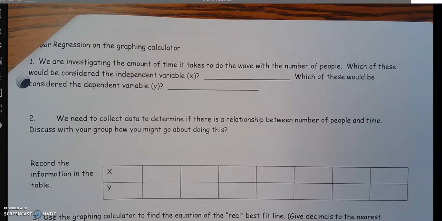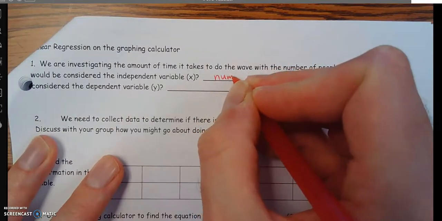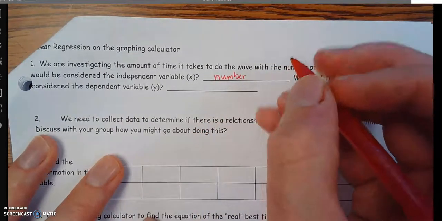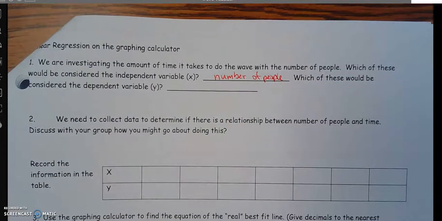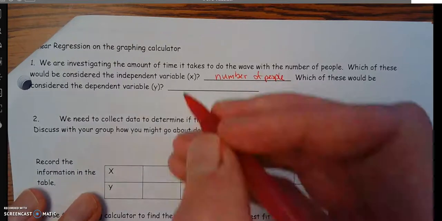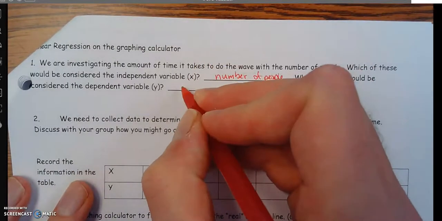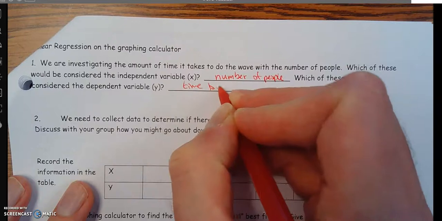Which one? Independent means it doesn't depend on the other one. So this one kind of dictates the other one. And for this one, the number of people would determine the time. So we'll start with the number of people and we time it, and the output's time. We wouldn't say 1 minute, how many people is that? We'd say 5 people, how many minutes is that? Or how many seconds, or whatever it might be. So the number of people is the independent. Which one would be the dependent? Well, time. So time to do wave.